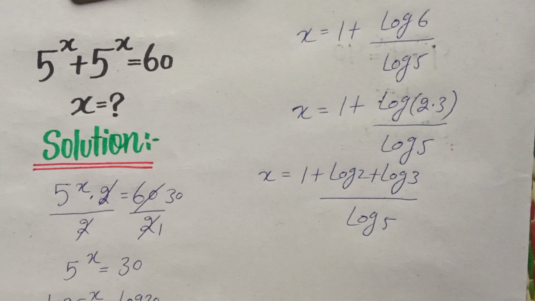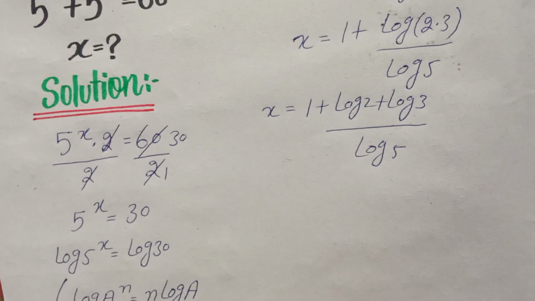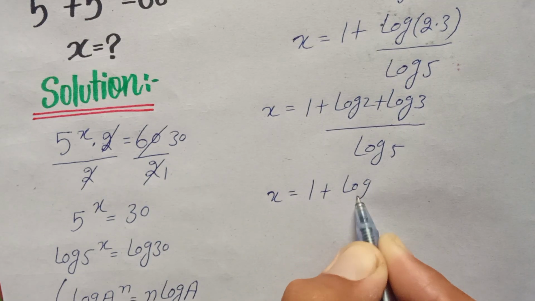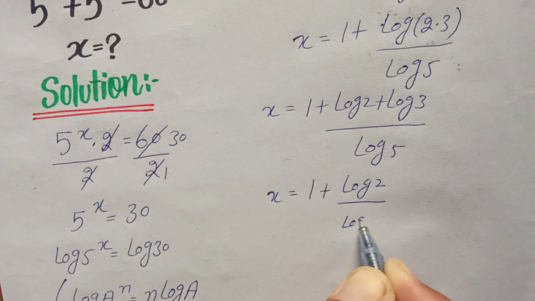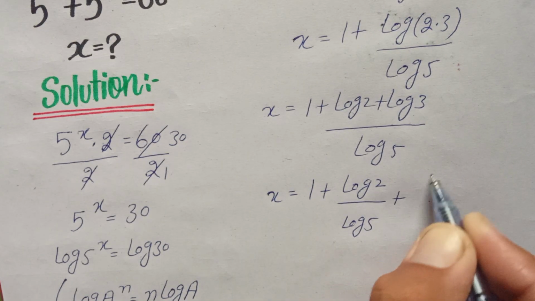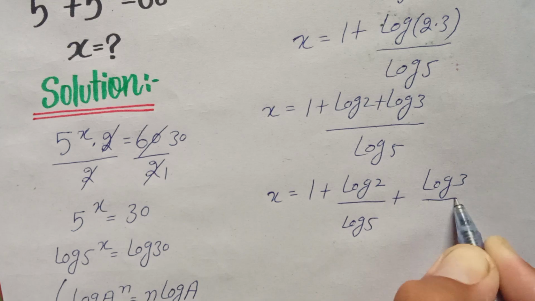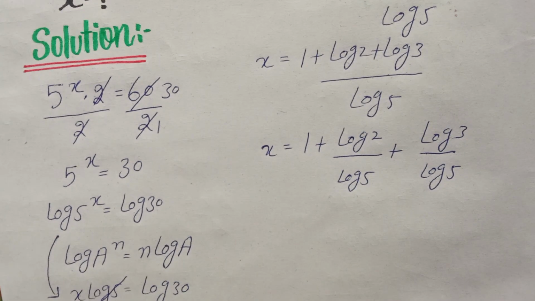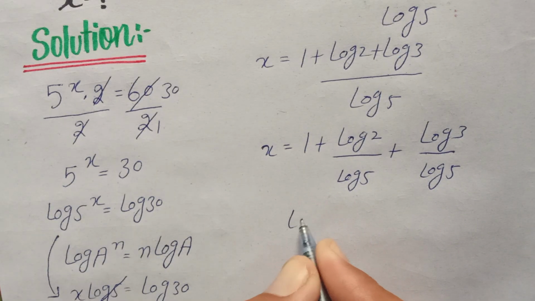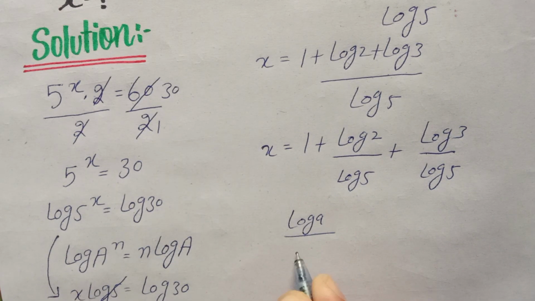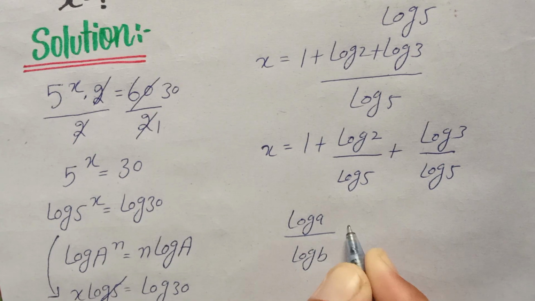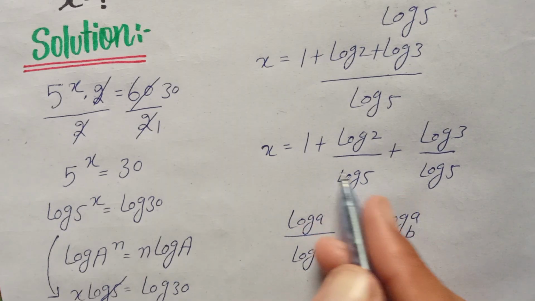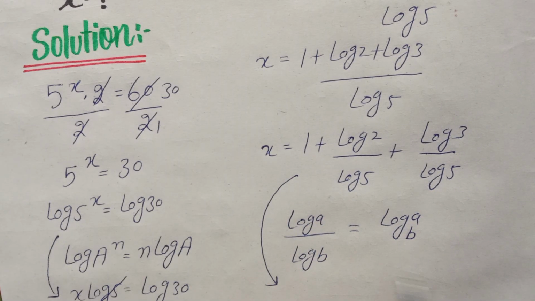Now I can write separately log 5 on each term. So x is equal to 1 plus log 2 divided by log 5 plus log 3 divided by log 5. Now here we can write this in this form: log A divided by log B is equal to log A base B. We can write this equation in this form.